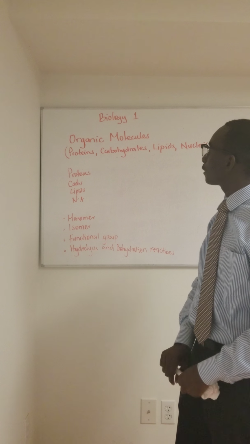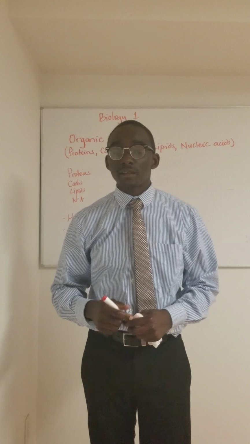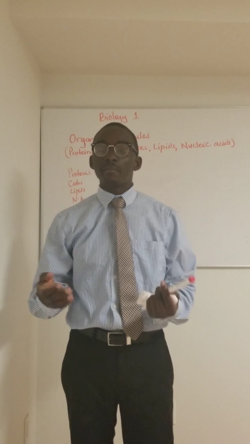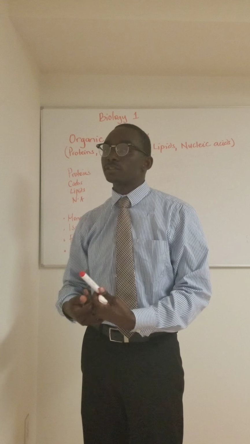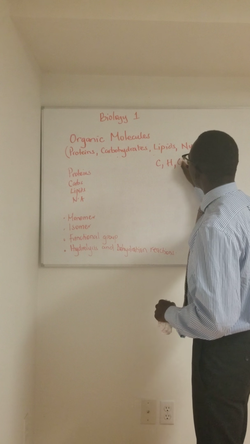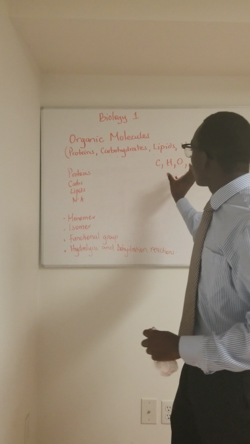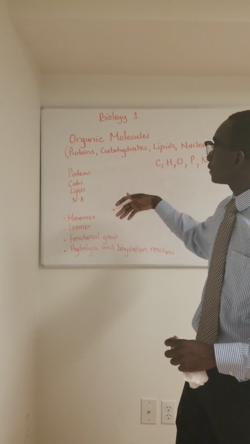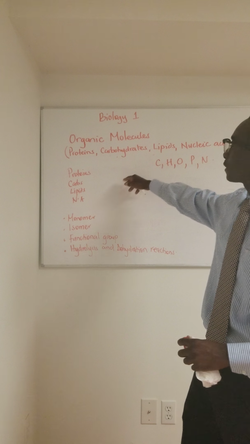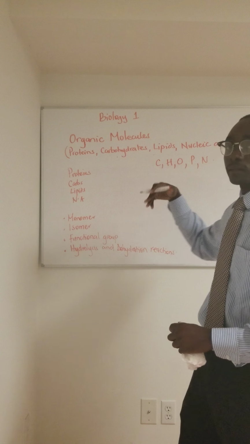To begin with, an organic molecule is a component that has carbon as its basic molecule or element, with a bunch of other elements that we are going to see, which include carbon, hydrogen, oxygen, phosphorus, and nitrogen. These are the basic elements that we are going to look at within these molecules. They all have at least one or two or three of these elements, with carbon inclusive.